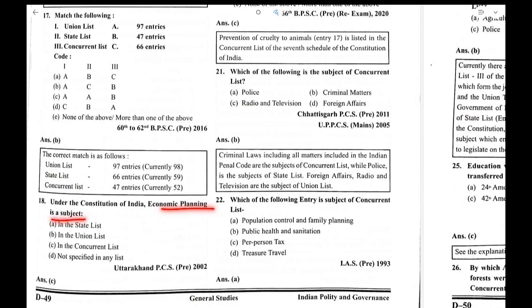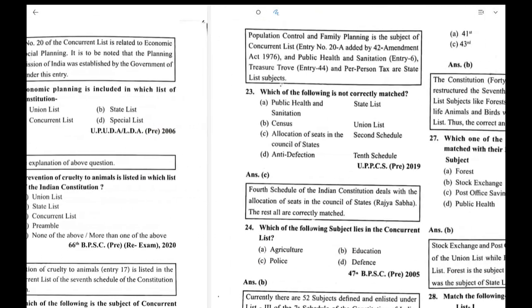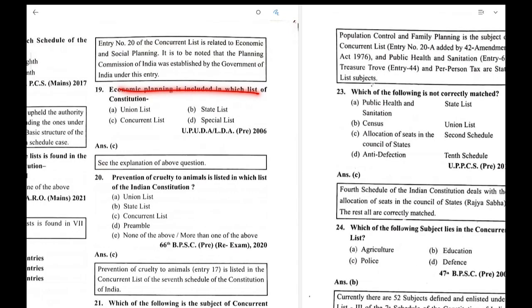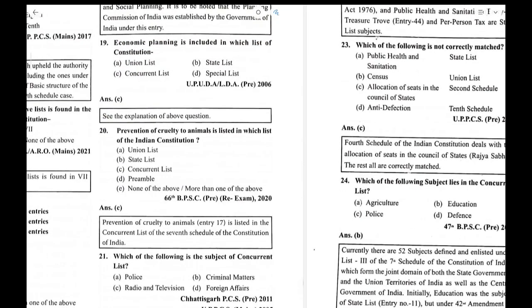Economic planning comes under 7th schedule and is a matter of concurrent list. It means both central government plus state government can make laws. Now 19th, economic planning is under concurrent list. Prevention of cruelty to animals is listed in which schedule? So it is listed in concurrent list.